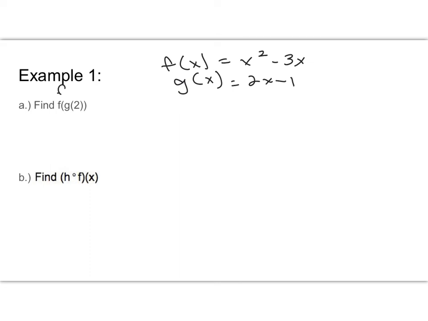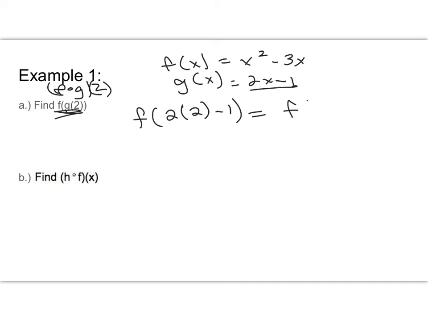So you might see it as this. I like this notation better because I think it's more intuitive. So g of 2, I'm going to go ahead and replace g of 2 with 2 times 2 minus 1. That means I'm looking for f of 4 minus 1, which is 3. And then I can just put a 3 into f. And that gives me 0. Pretty easy.